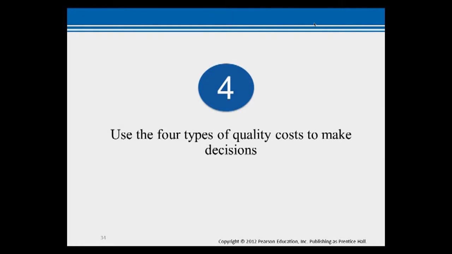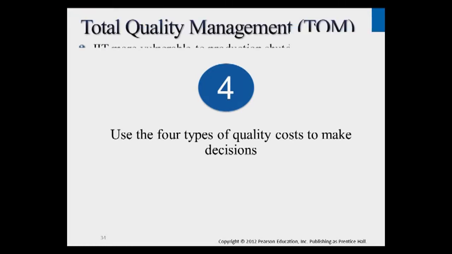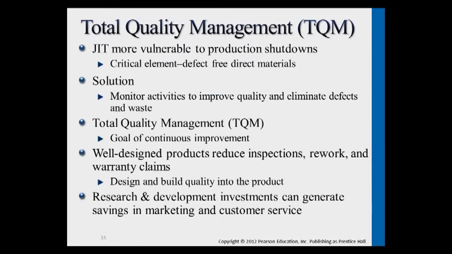Let's see next. We're going to do the fourth. The objective is to use the 4 types of quality costs to make decisions. Different types of costs. At the end, what we need to do is derive the right decision for the business. The first thing that we want to learn is total quality management. Okay, what is it?